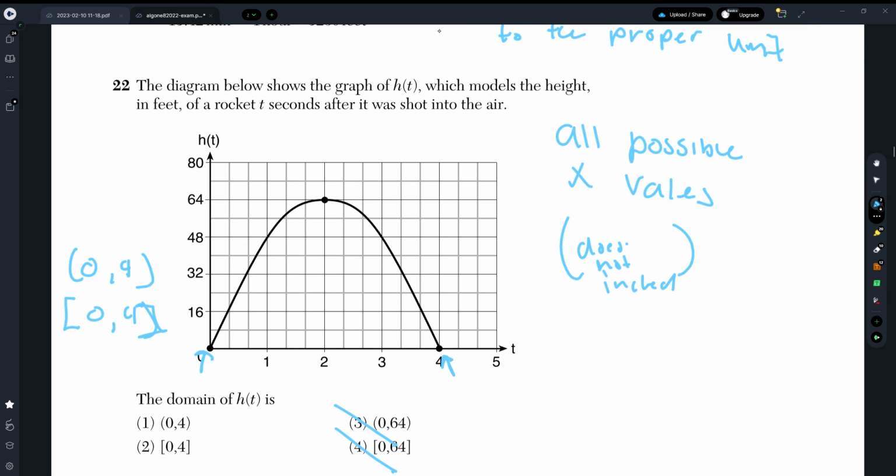If we look right here, there's a point, right? Whenever you see a darkened point, that is a point, much like this one. So when it's 2 seconds, it's 64. So here, it's a point. Since it's a dark point, that means it is included. So you have to do the brackets.